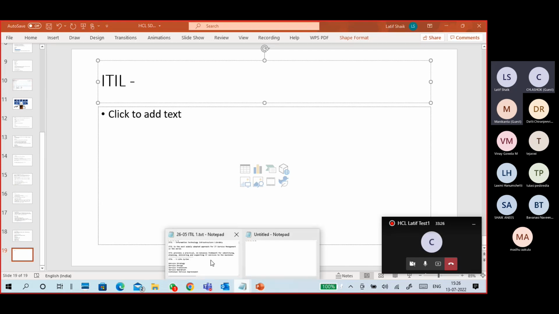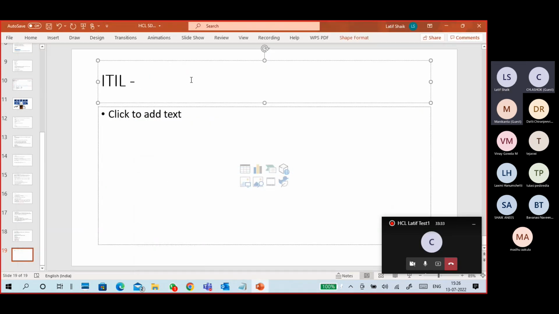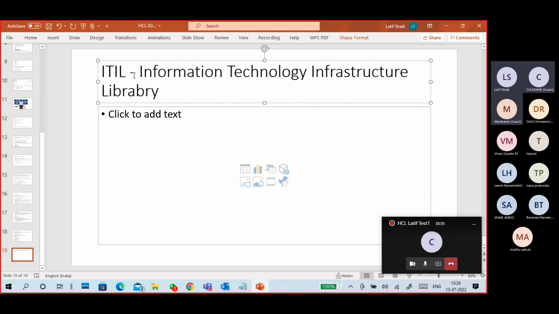What is an ITIL? ITIL is Information Technology Infrastructure Library.